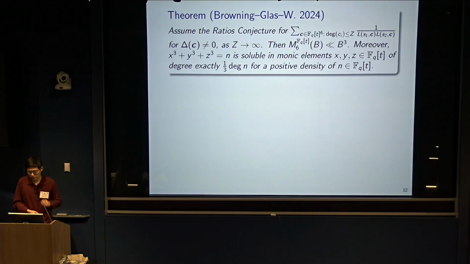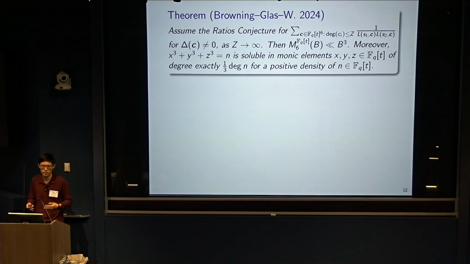In summary, assuming, for example, the 0, 2, 2 case of the ratios conjecture for this family, you can show that you can remove the epsilon, so you get to the upper bound of b cubed. By essentially Cauchy-Schwarz or the second moment method, this implies that the sum of 3 cubes equation is soluble, say, in the smallest height you could hope for, for a positive density of n.